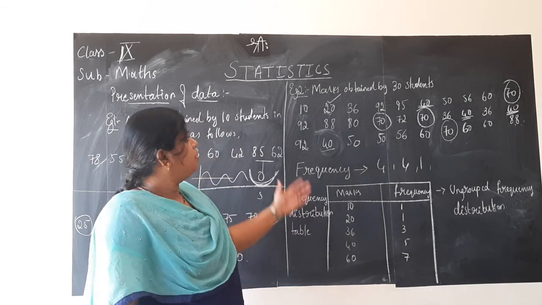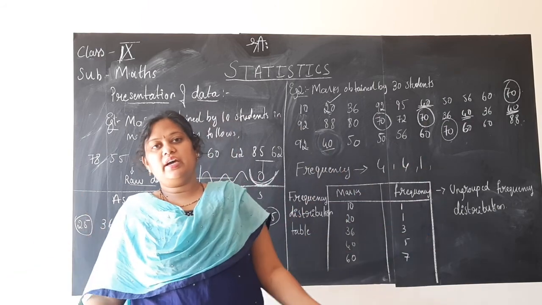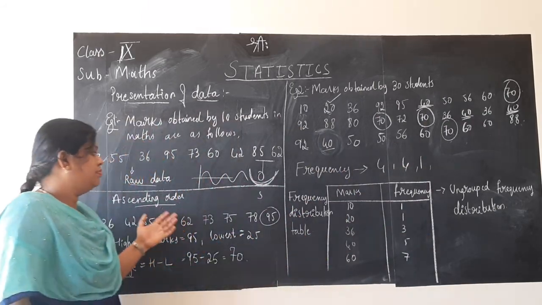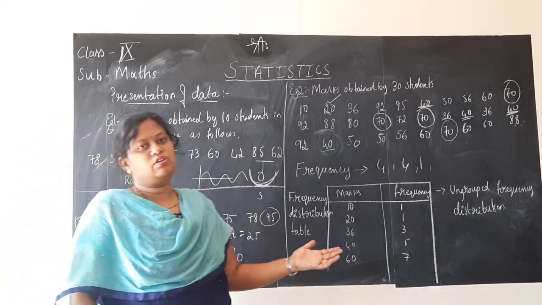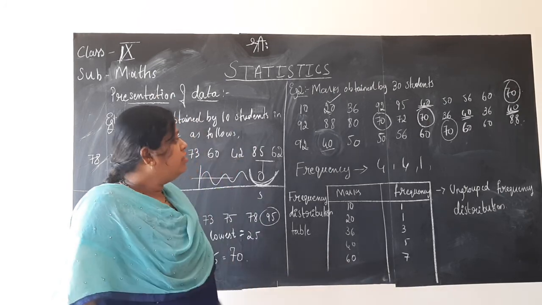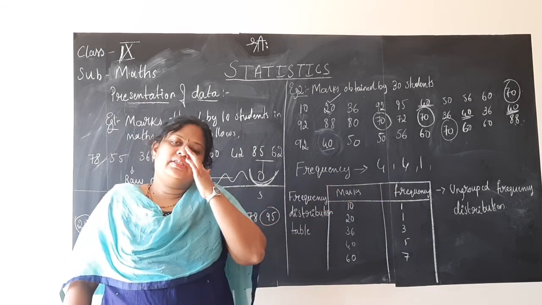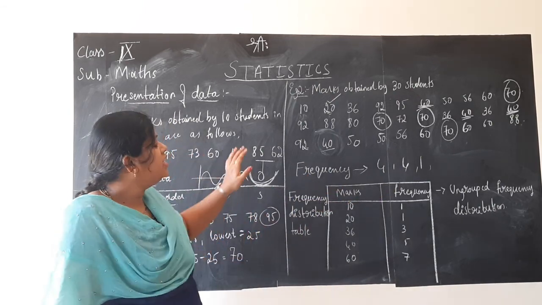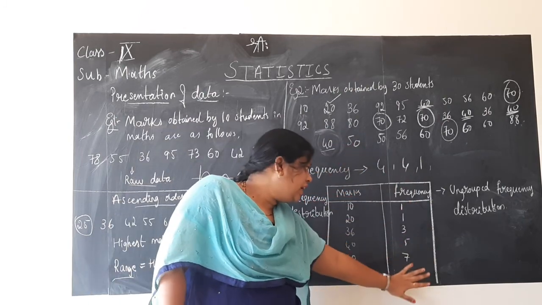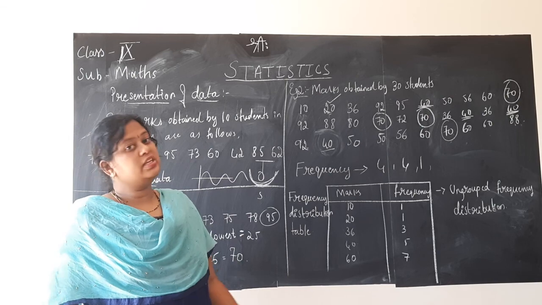So as I said, when the information is more or the data is large, we cannot go for this method of arranging them in ascending or descending order and then finding out the range. What we do is, as we can easily find out the frequency, children, we will represent the information in the form of a table called the frequency distribution table.